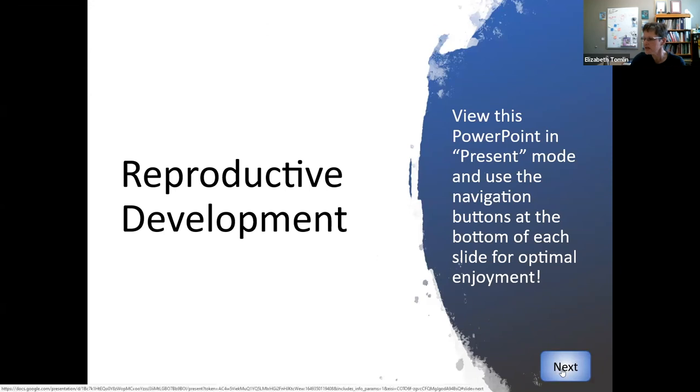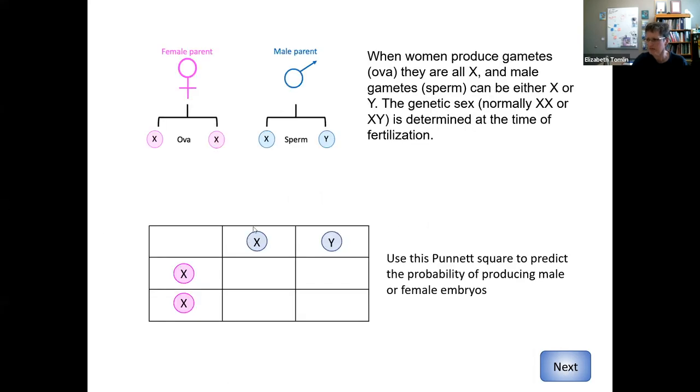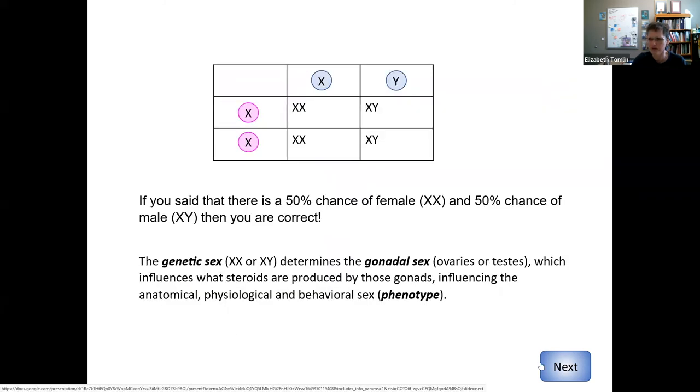Reproductive development. This one has less interactions than some of the other ones, but I wanted it to match with the module, if it matters. Anyway, it's really the same content that's in some of the other material, but it's a way of them moving through it in a more active way. So for example, this is basic review from general biology, but why do we have a 50-50 sex ratio? And so if they're being active, they'll jot down this Punnett square and say, oh, X and X and X and X and X and Y. And then the answer is on the next page.